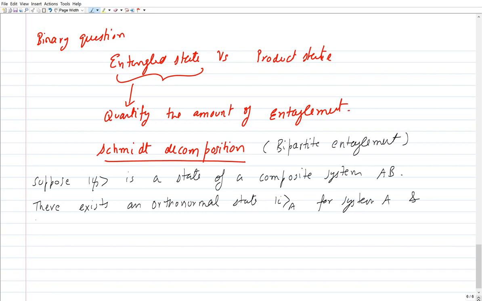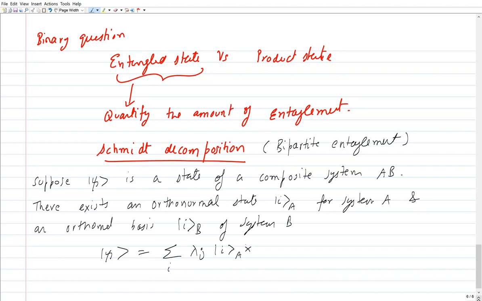and an orthonormal basis |i_B>, notice I'm using the same index for A and B both, and that's essentially the idea, on system B, such that I can express my state as a linear combination of the tensor product of the states on system 1 and states on system 2.